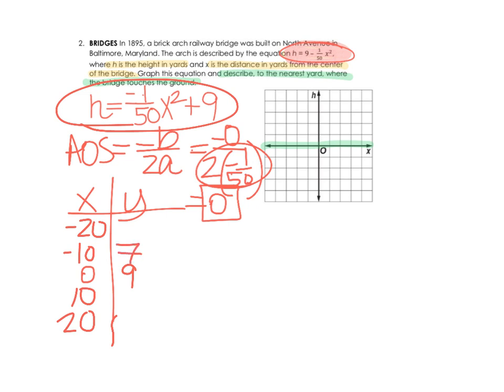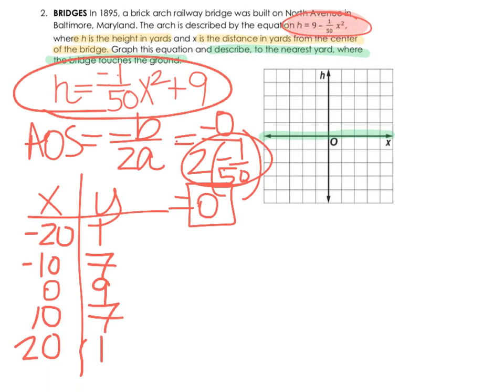If we were to plug negative 20 in for x, we do this on our calculator, we're going to get 7. If we plug positive 10 in, we're also going to get 7. And if we plug positive 20 in, we're going to get 1. So what we want to do is start by graphing these points on our graph. So we know our vertex is going to be (0, 9).